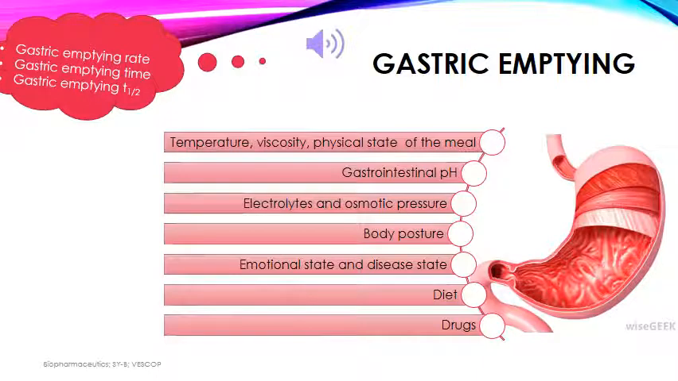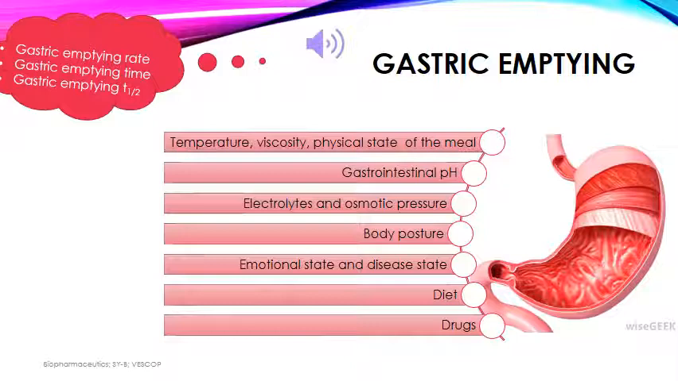Now let's talk about gastric emptying. Before we go ahead, remember the three terms. 1. What is gastric emptying rate? It is the speed at which the stomach contents empty into the intestine. Gastric emptying time is the time required for the gastric contents to empty into the small intestine. And gastric emptying T half is the time taken for half the stomach contents to empty.